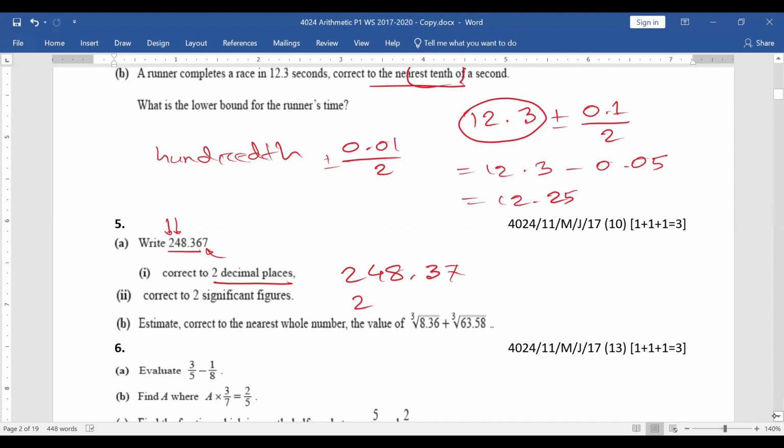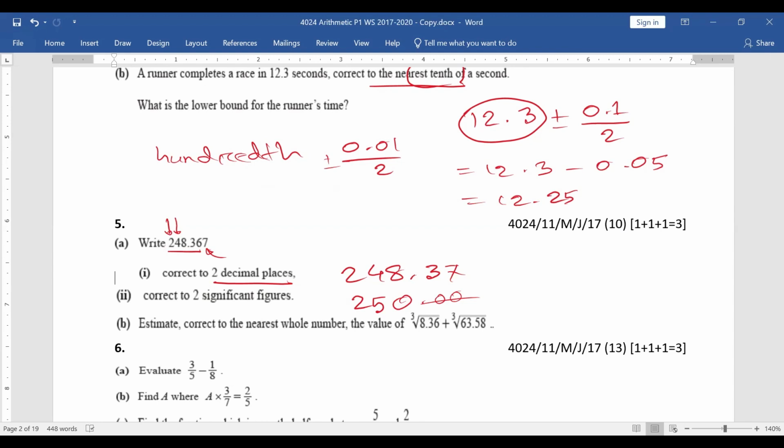That means the first significant figure is 2, the second is 4, but we have to add 1 to the second significant figure. So 4 plus 1 is 5. We have taken two significant figures, and the remaining digits will be 0. You don't need to write zeros after the decimal point. 250 is the final answer.